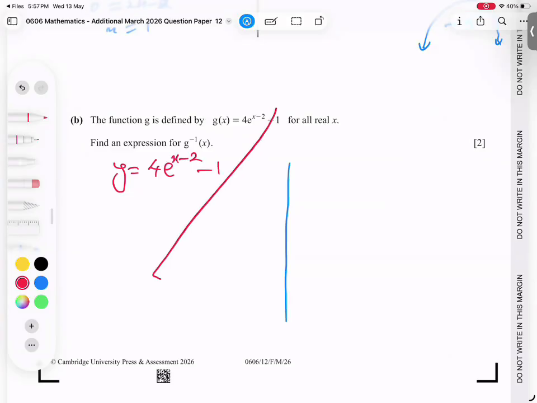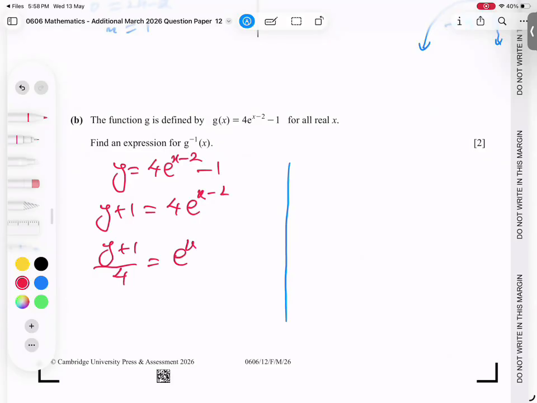Now I have to make x the subject, but how? First of all, 1 will go to the other side. 4 will divide. Okay, I'll switch the sides. Left becomes right and right becomes left. While switching, the sign never changes.